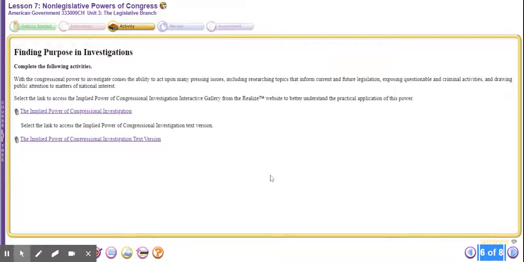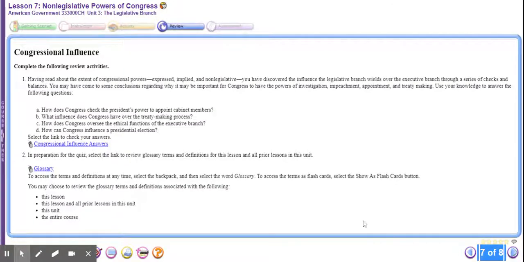Okay, and you'll actually read a little more about these investigations in this activity. Now, we're not going to go through it here, but this activity is really, really good. It's slide 6 here, and it takes you through some different investigations that Congress has done over the years and why they did those investigations, how those investigations turned out. It's actually really interesting. So I encourage you to check that out.